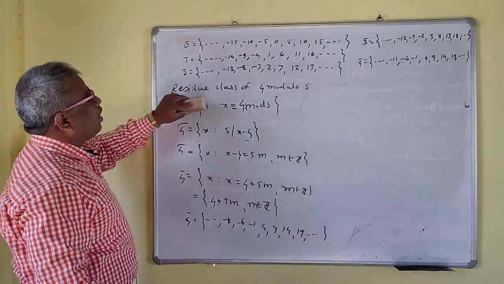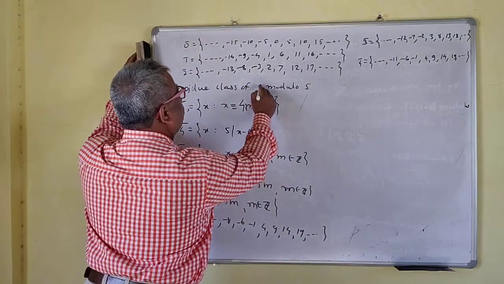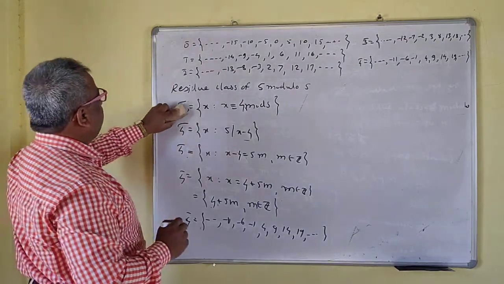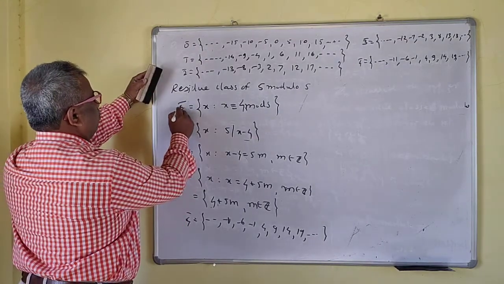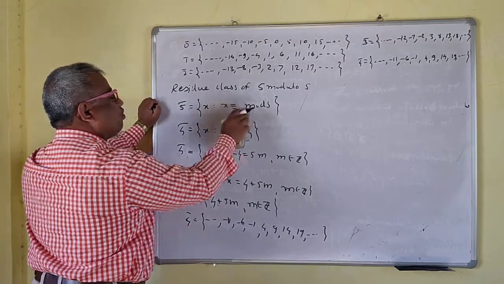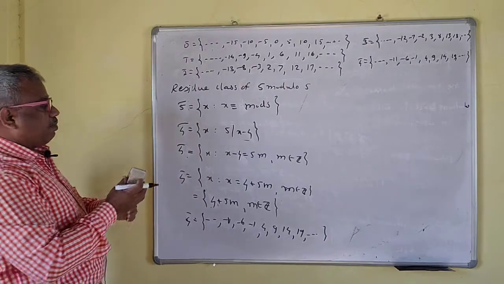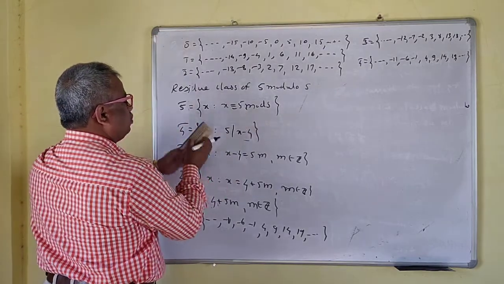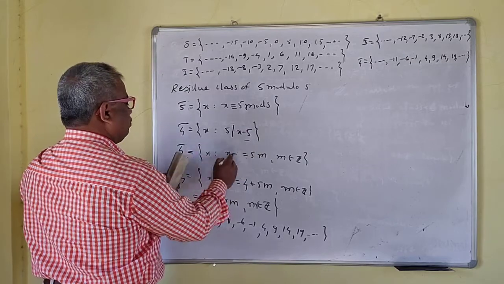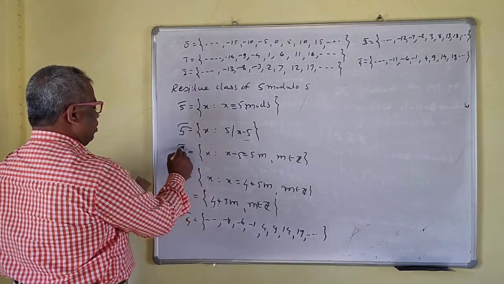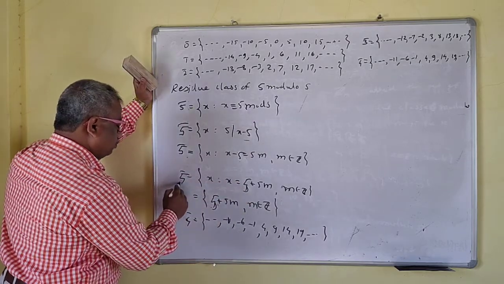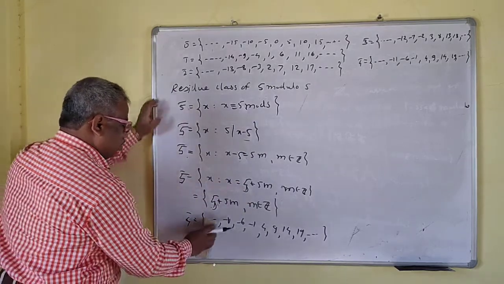Now see, we'll find the residue class of 5 modulo 5. See what happened there. 5 modulo 5, so this will be 5. See what happened after that. After 5, that means 5 bar, 6 bar. See what happened. So this is 5. So this will be 5, this will be 5 then. Okay.